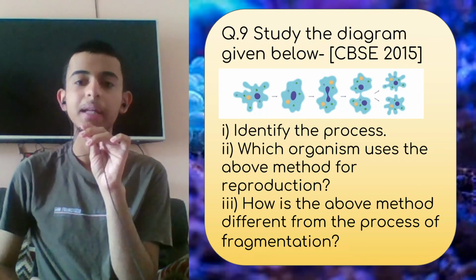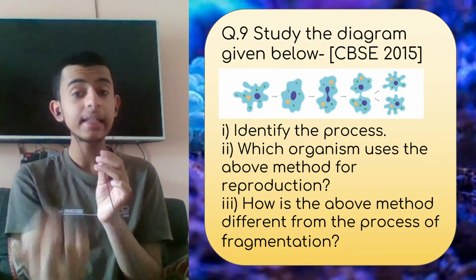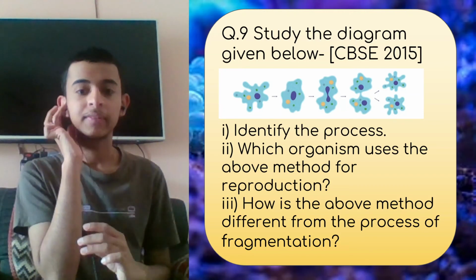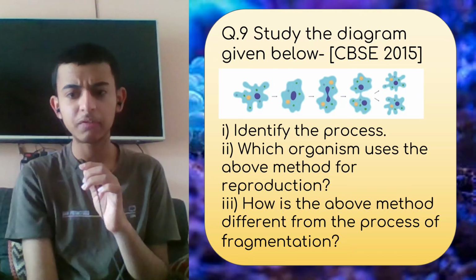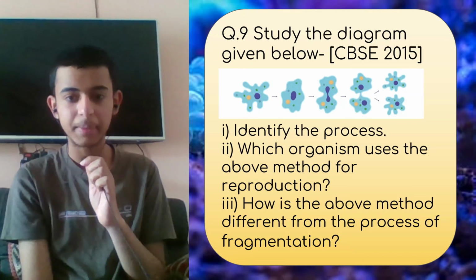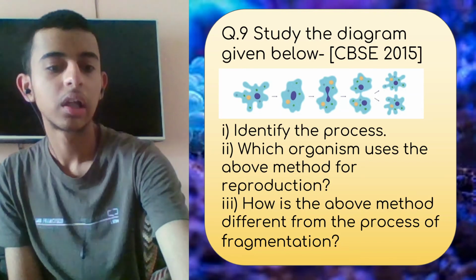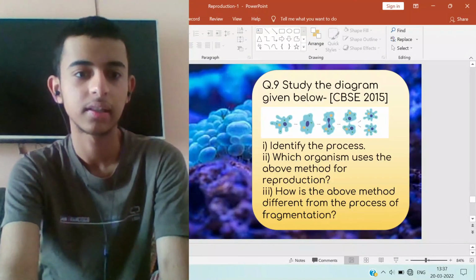Study the diagram given below. So we are able to see that this diagram is portraying the binary fission in amoeba. Identify the process, which organism uses the above method for reproduction. How is the above method different from the process of fragmentation? I will have to take a new slide so that I can tell you the answer.